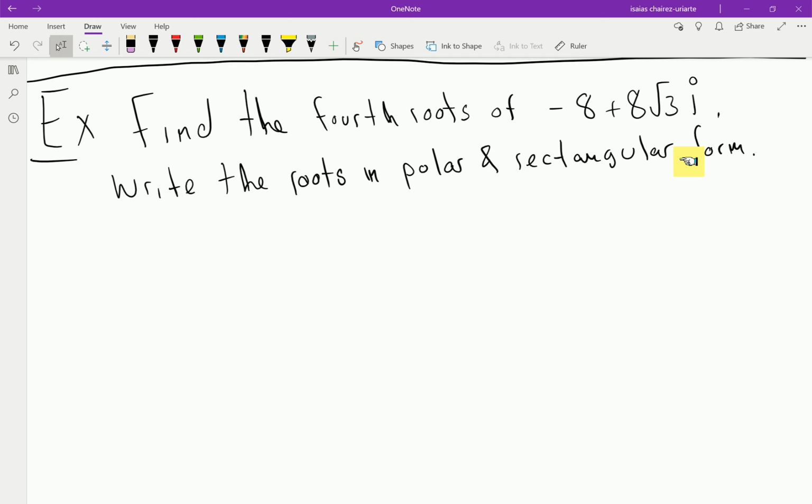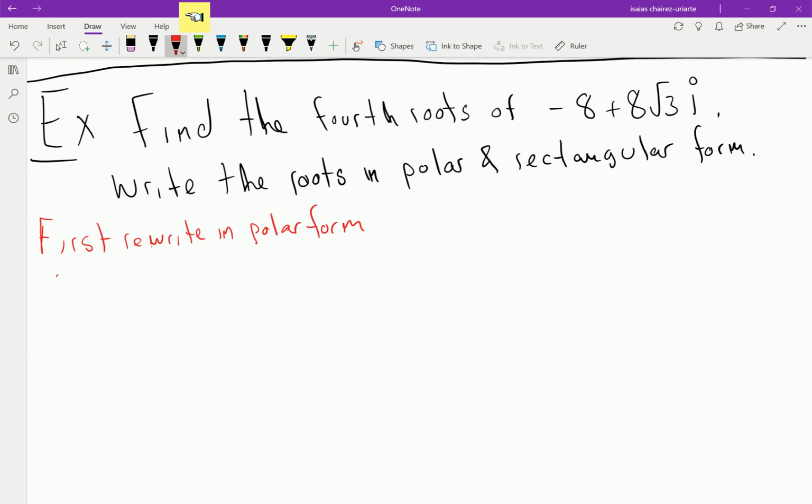Alright, so let's go through the procedure. The first thing I'm going to do is change the complex number to polar form. Let me rewrite it in polar form.